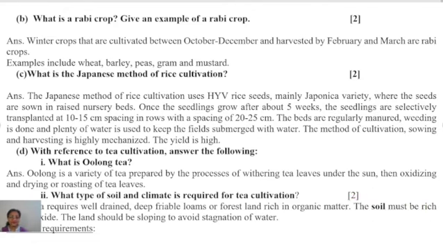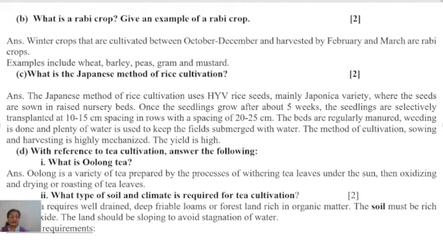Now come to the next question with reference to tea cultivation. Answer the following. Number one: what is oolong tea? Oolong is a variety of tea prepared by withering tea leaves under the sun, then oxidizing and drying or roasting the tea leaves. This is called oolong tea.